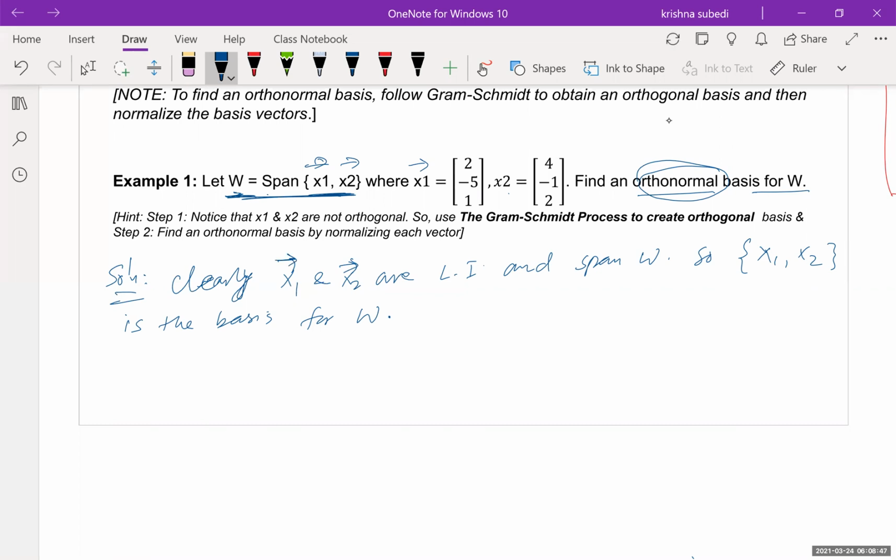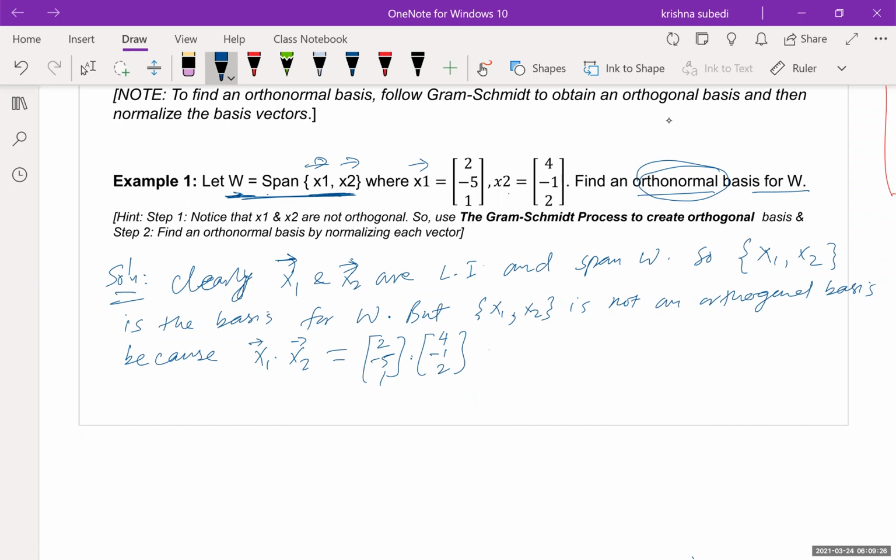Now we'll check whether they are orthogonal or not. But x1, x2 is not an orthogonal basis, because x1 dot x2 equals (2, -5, 1) dot (4, -1, 2). Is this 0? 2 times 4 plus -5 times -1 plus 1 times 2, which is not equal to 0. So it is not an orthogonal basis.